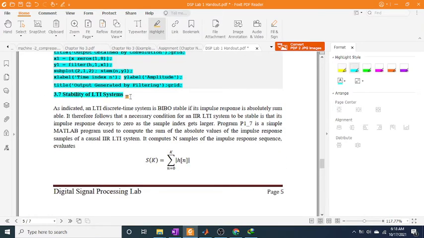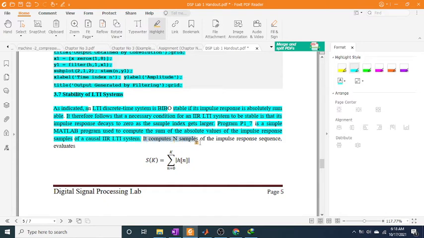3.7 Stability of LTI Systems. As indicated, an LTI discrete-time system is BIBO stable if its impulse response is absolutely summable. It therefore follows that a necessary condition for an IIR LTI system to be stable is that its impulse response decays to zero as the sample index gets larger. Program P1_7 is a simple MATLAB program used to compute the sum of the absolute values of the impulse response samples of a causal IIR LTI system.